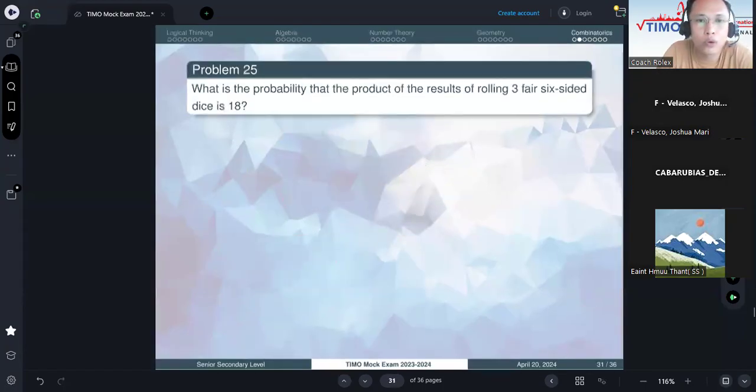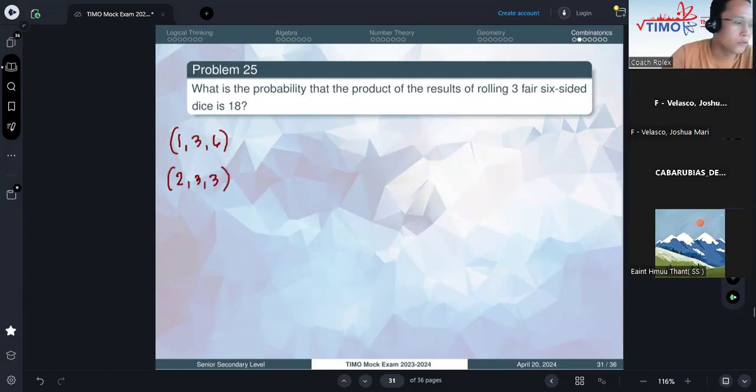We will go now to combinatorics with problem number 25. What is the probability that the product of the results of rolling 3 fair six-sided dice is 18? So for this particular problem, number 25, no. So you will have the product of the 3 is 18. So you can have 1, 3, 6. Okay, you will have 2, 3, 3. So of course, the product of this one are 18, no? 18.